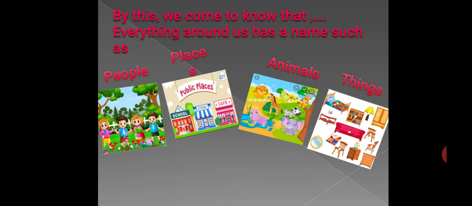The next category is the names of places. We will see it further on in the video. There are also names of animals and also the names of things. But these three categories we will be discussing further in the video. So let's proceed further now. For example, I'll show you some pictures now.